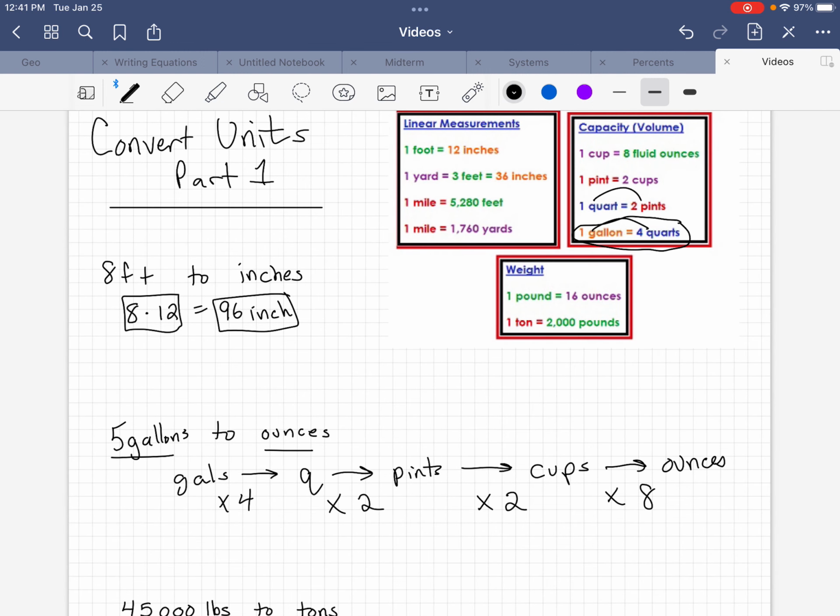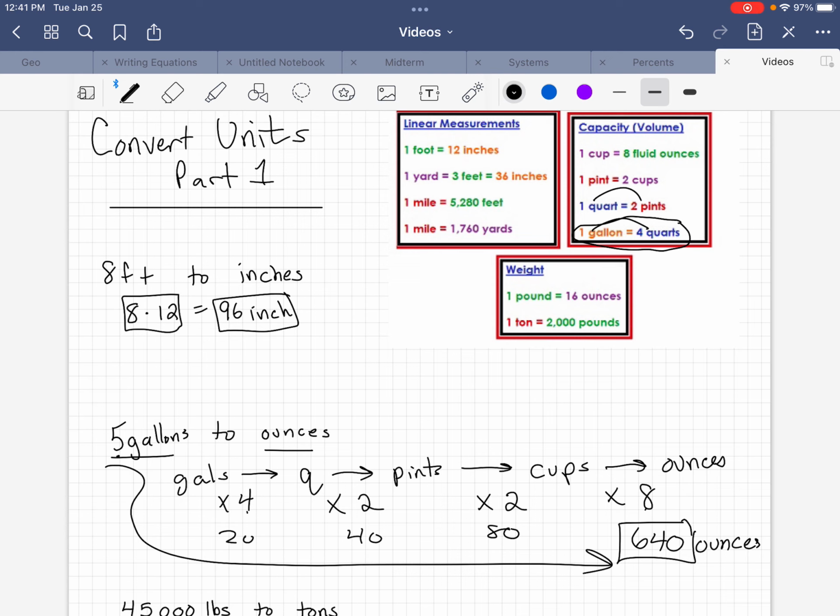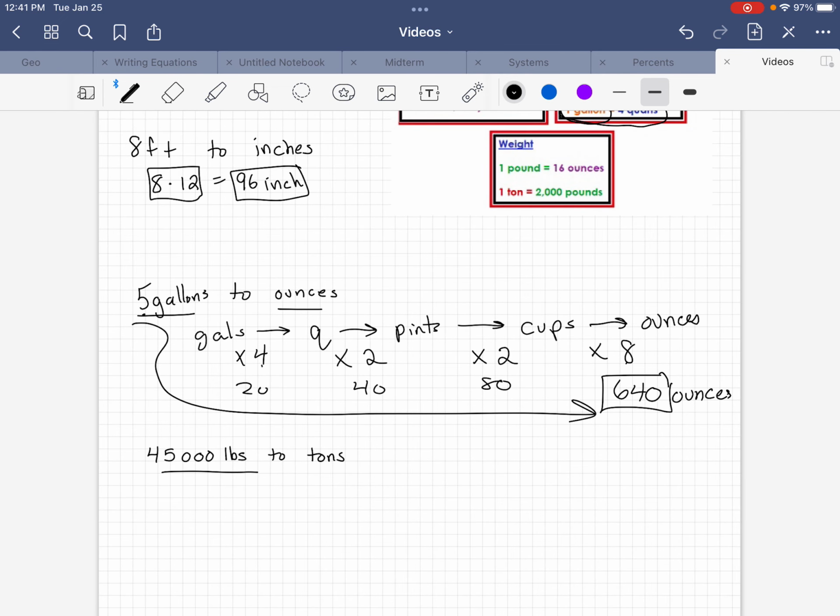All right? So 5 gallons is going to have a lot of ounces. 5 times 4 is 20. Times 2 is 40. Times 2 is 80. Times 8 is 640. So 5 gallons is the same as 640 ounces. And I'm getting that by multiplying all those factors. So we're going from 5 gallons all the way down to 640 ounces.